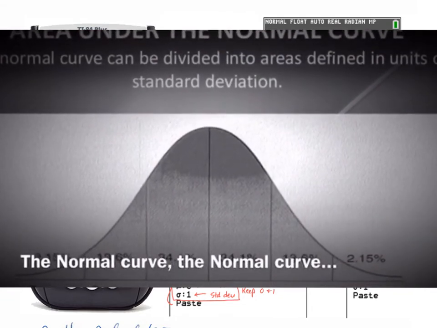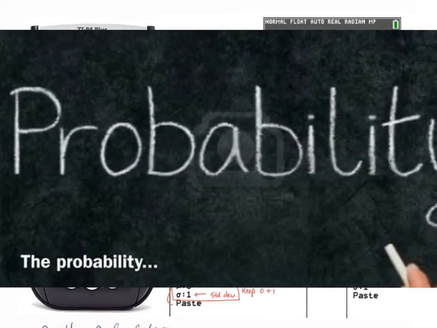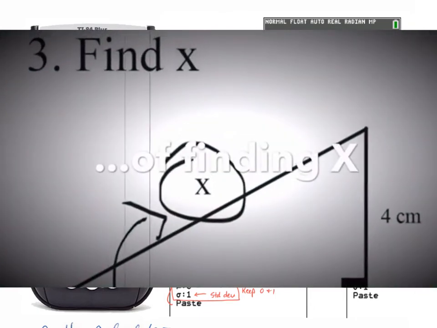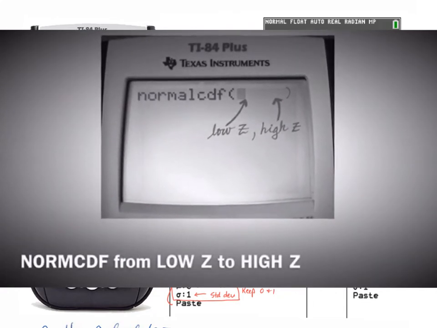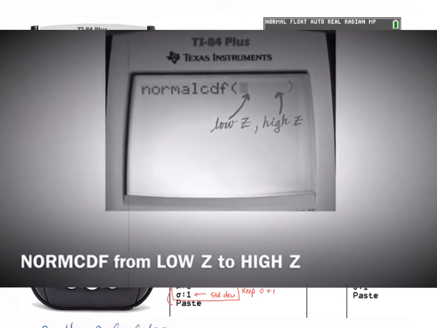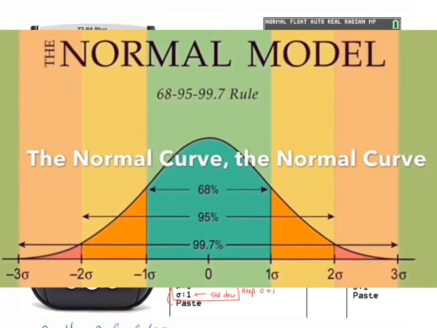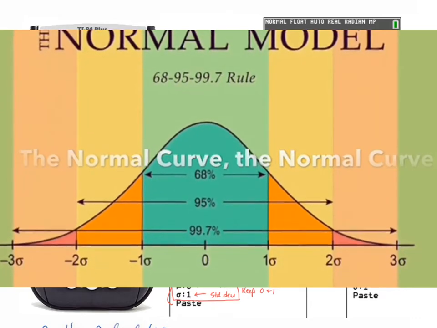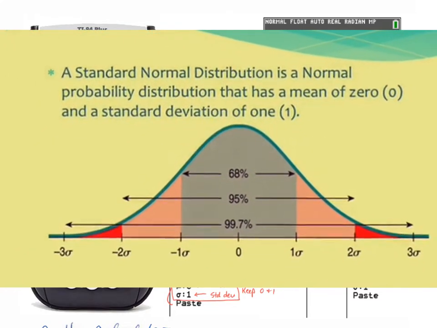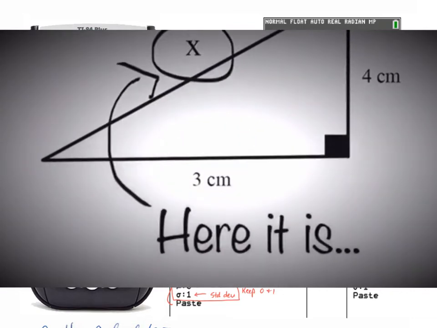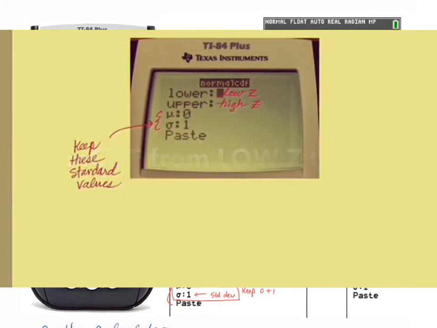The normal curve, the normal curve, the probability of finding X, NormCDF, low Z to high Z. The normal curve, the normal curve, the probability of finding X, NormCDF, low Z to high Z.